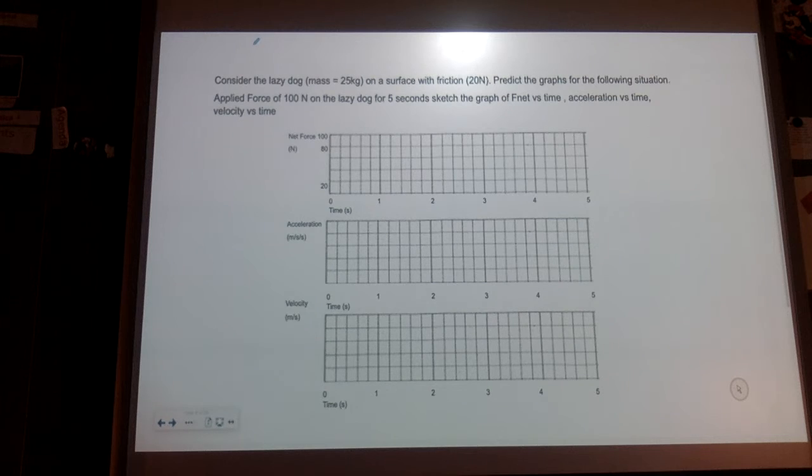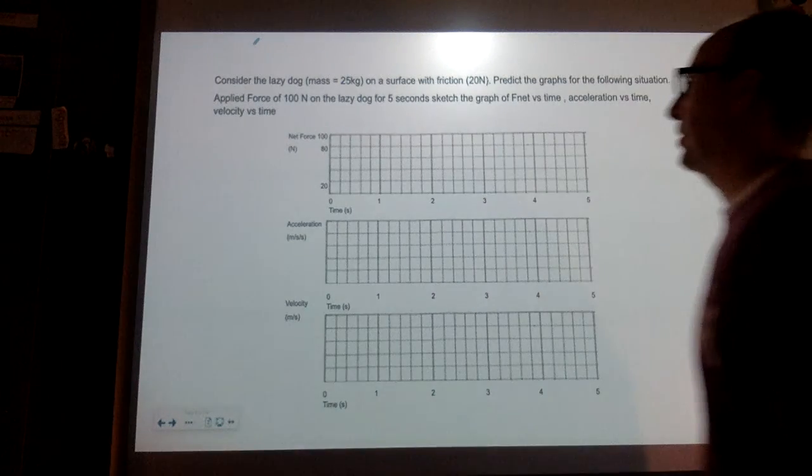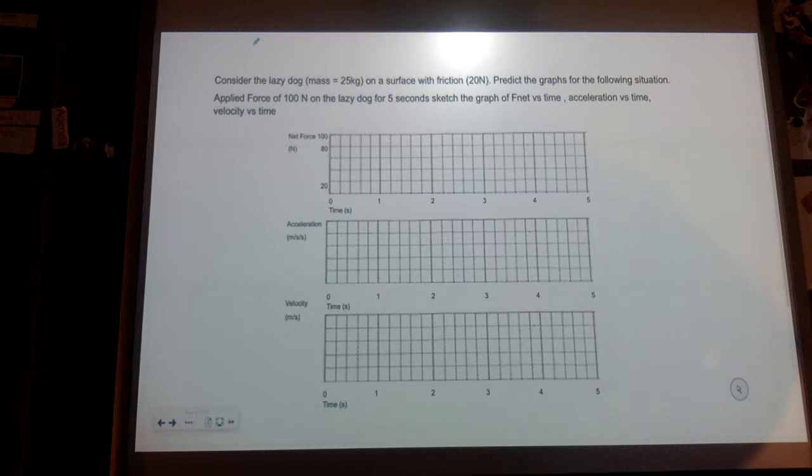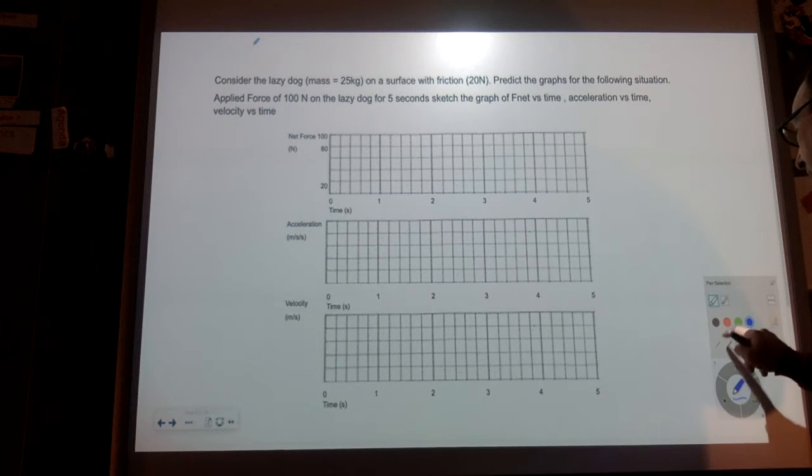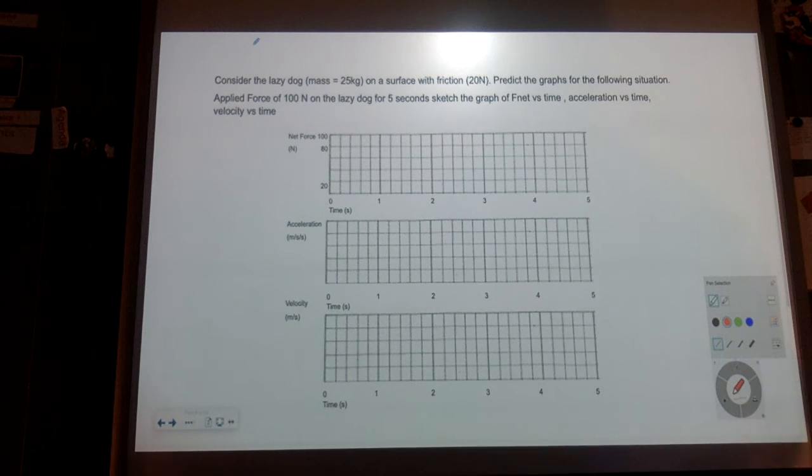All right, now I'm going to give it friction. I'm going to give it 20 newtons of friction. And I'm going to apply a force of 100 now on the lazy dog for 5 seconds. Sketch the graph of Fnet versus time, acceleration versus time, and velocity versus time. So I'm going to give you guys a second to do that.